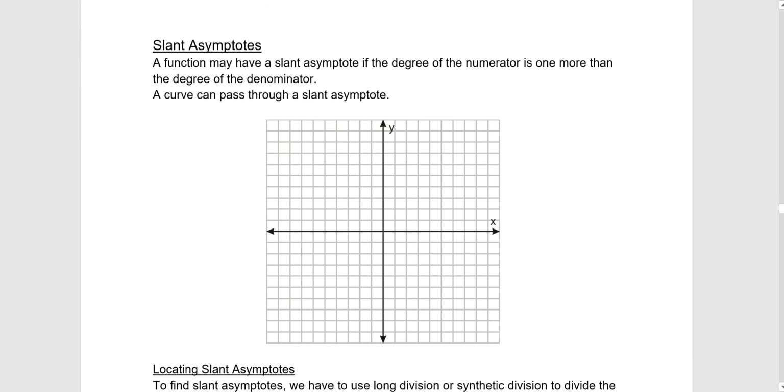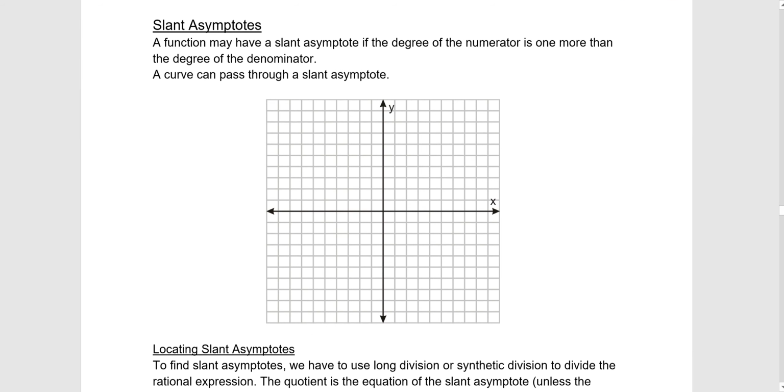Okay, so for the last thing here before we get into actually graphing these now are the slant asymptotes. So a function can have a slant asymptote, so it's just like a horizontal or vertical asymptote except on a slant. But only on one condition here, and that's if the degree of the numerator is 1 more than the degree of the denominator.